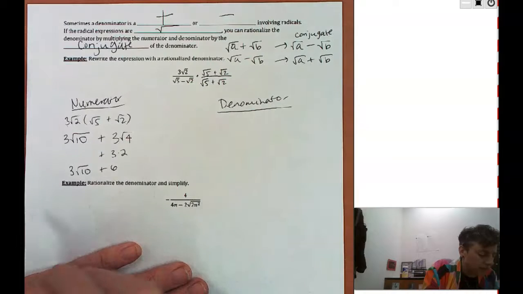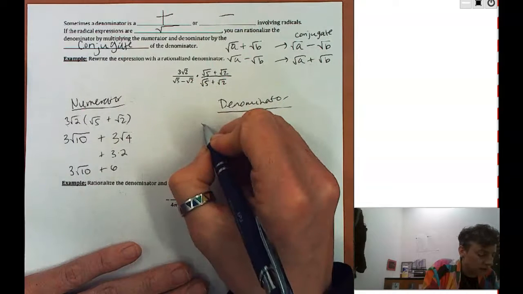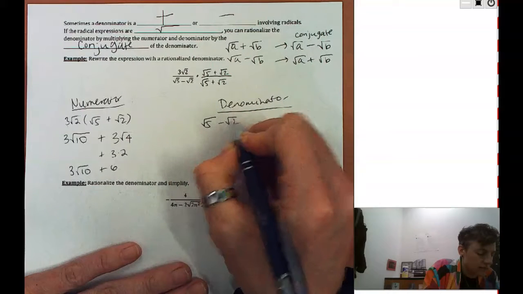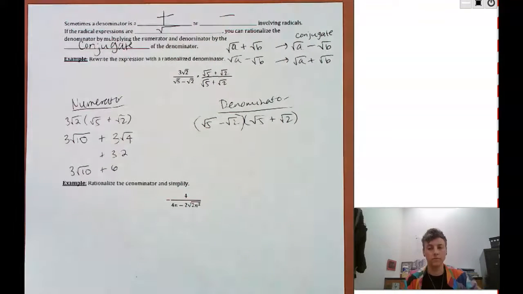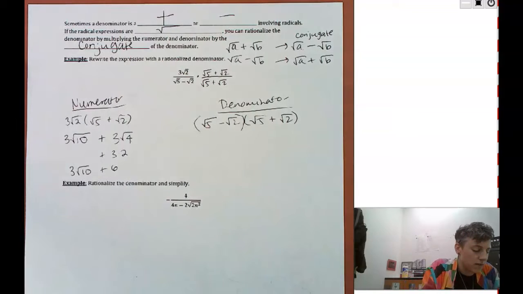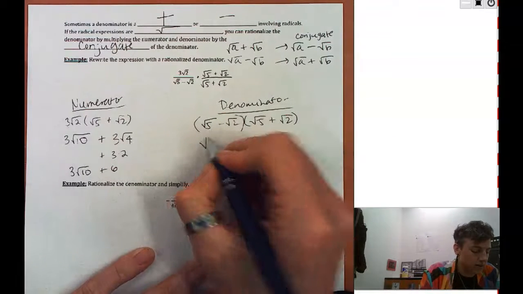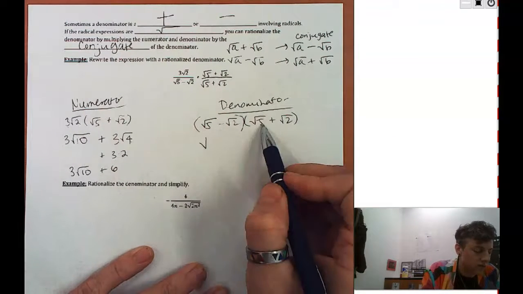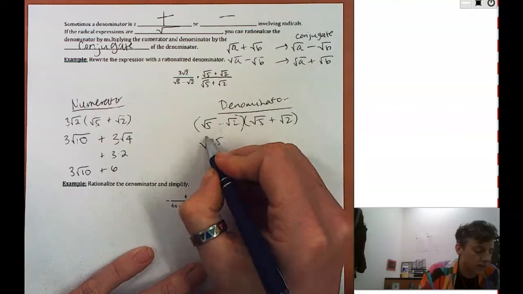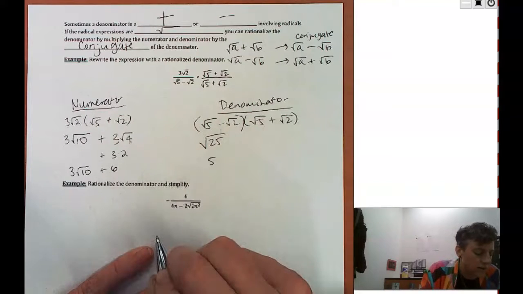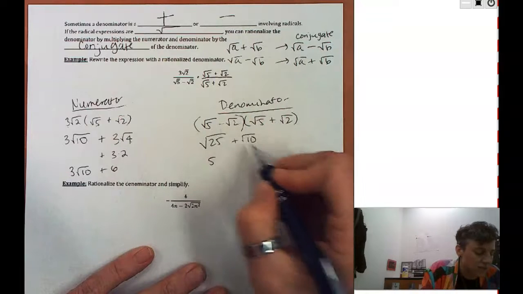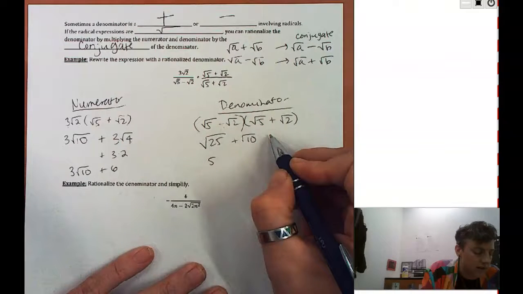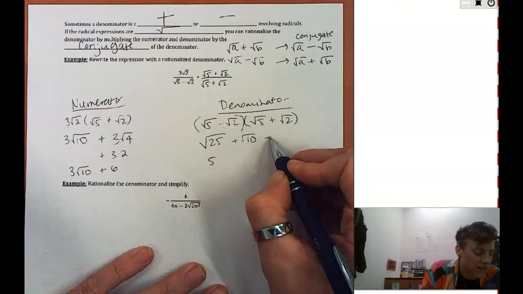Denominator, we got to do some distributing. And then magic will happen. We will no longer have a square root in this at all. No square root in the denominator. Square root of 5 times square root of 5 is square root of 25. Well, hold on, that's just 5. Cool. Square root of 5 times square root of 2 is square root of 10. Negative square root of 2 times square root of 5 is negative square root of 10.